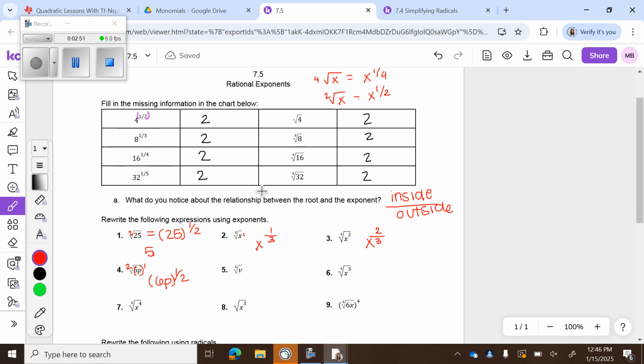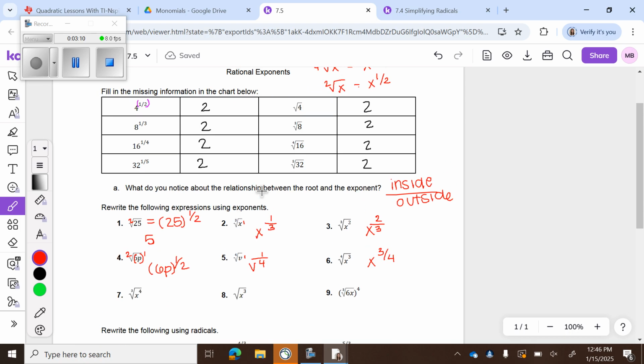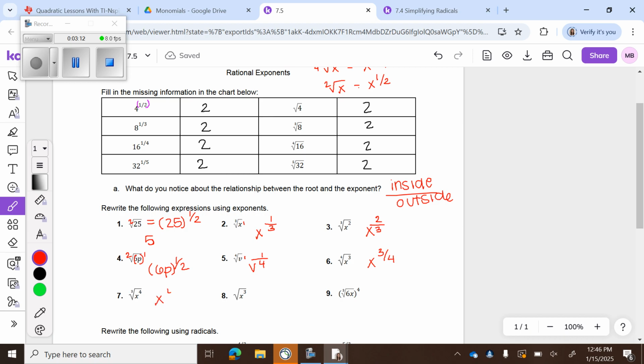All right, 5, I'm going to do inside over outside. Well, my inside doesn't have anything, so I can put a 1 over my outside, which is 4. So v to the 1/4. 6, keep going, inside over outside, so x to the 3/4. Same on 7, x to the inside over outside, 4/3.